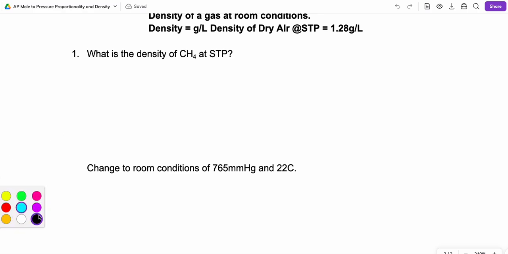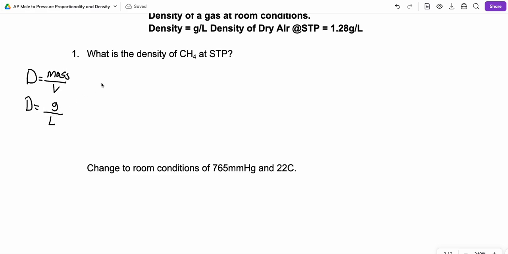Okay, this video is about how to calculate the density of a gas at STP or at different conditions, like in the room or wherever. All right, so the first thing you need to know is the formula for density. Density is equal to mass over volume. With gases, normally to do a density, they want the mass in grams and the volume in liters. Now you can do it in different units, but that's generally what they want.